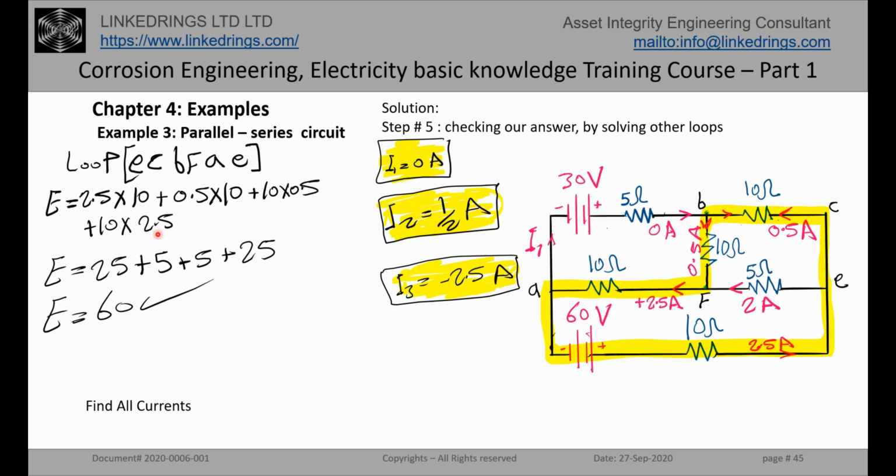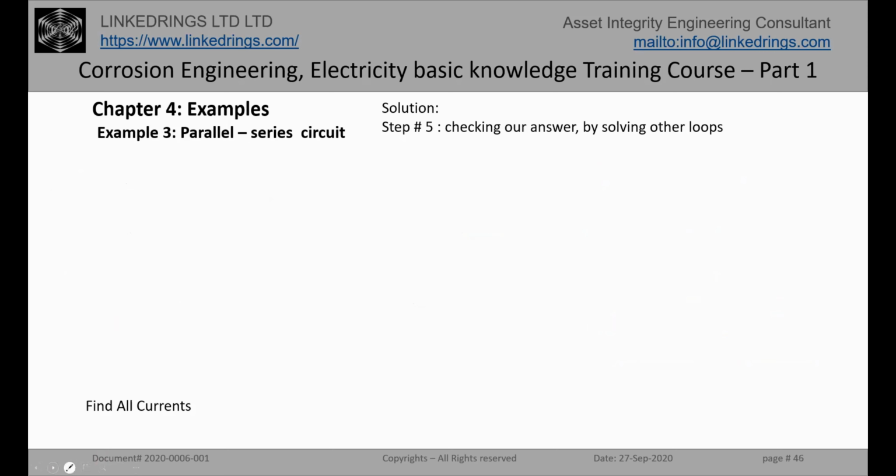Is it true? Let's see. So 2.5 times 10 is 25. 0.5 times 10 is 5. 0.5 times 10 is 5. 2.5 times 10 is 25. So 25 and 25, 50. 50 and 10 is 60. Oh, correct. So this is a checkpoint, confirming that our solution is correct.